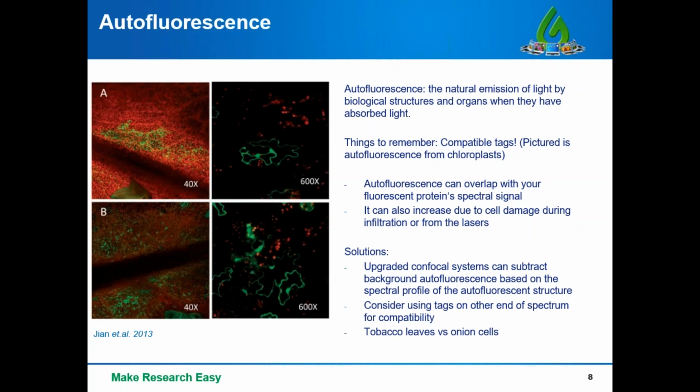So in this case, my comparison is tobacco leaves, which actually has a lot of high fluorescent background, both from the technique used to infiltrate tobacco and also from the natural chloroplast, versus onion cells, which, when infiltrated with their own technique, do not cause as much autofluorescence, and your fluorescence spectral signal of choice is actually more apparent. So these are all things to consider when combating autofluorescence with fluorescent microscopy.